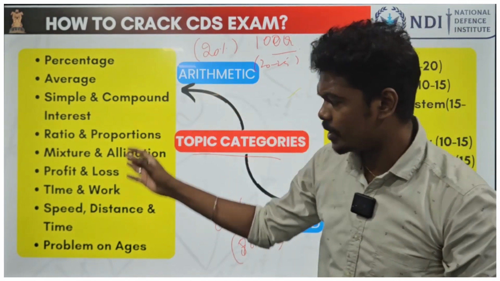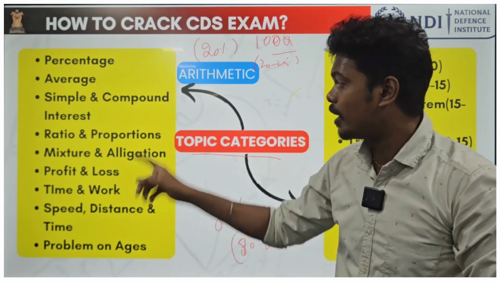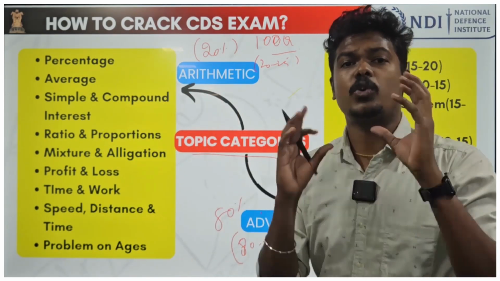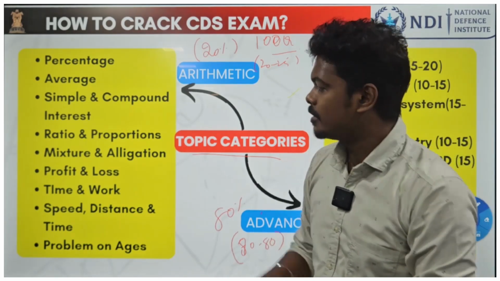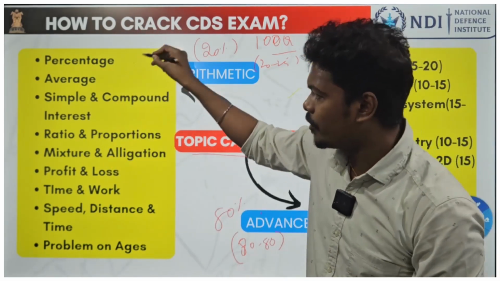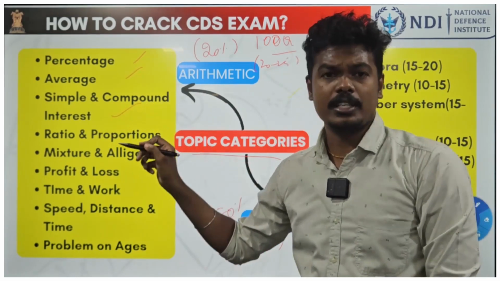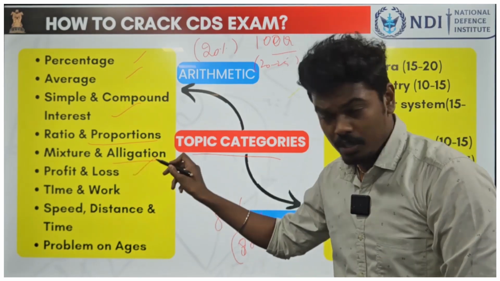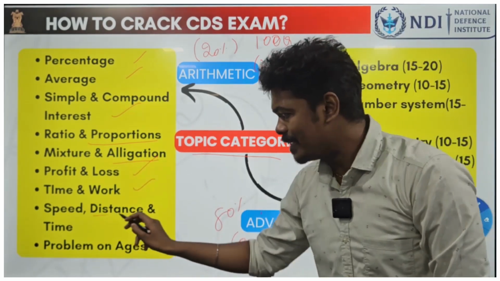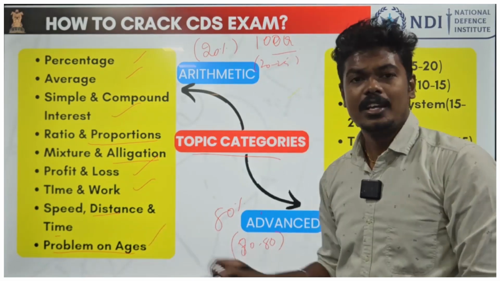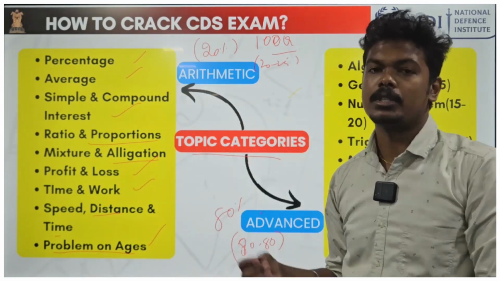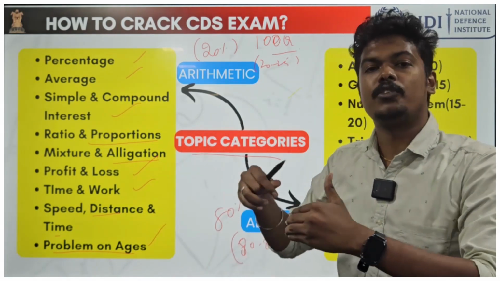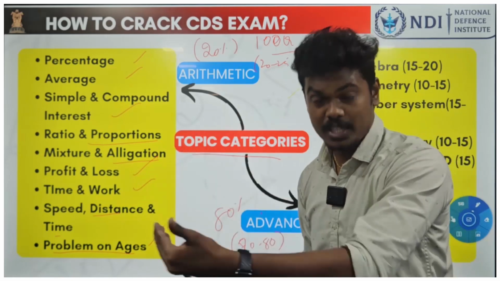So you see the topics here. These are the basic level topics where if you prepare for this, it will also help you in your AFCAT and any other normal competitive quantitative aptitude. You see percentage, average, simple and compound interest, ratio and proportions, mixtures, profit and loss, time and work, speed, distance and time, problems on ages. So these are all the basic arithmetic mathematics, and as I told, preparing this is an added advantage. It can also be helpful for you in other exams like CAPF, AFCAT specifically and all.